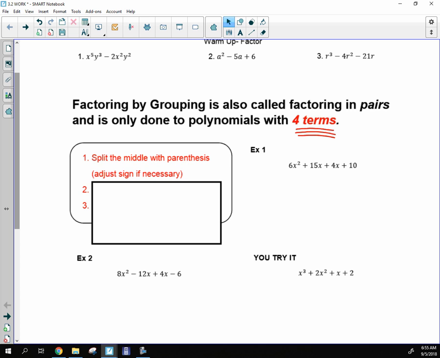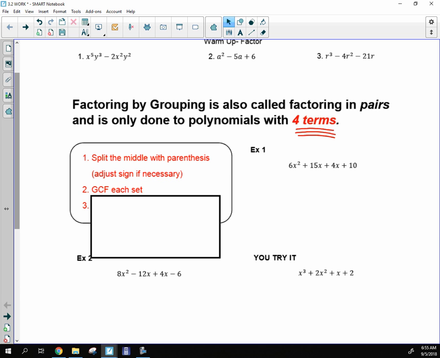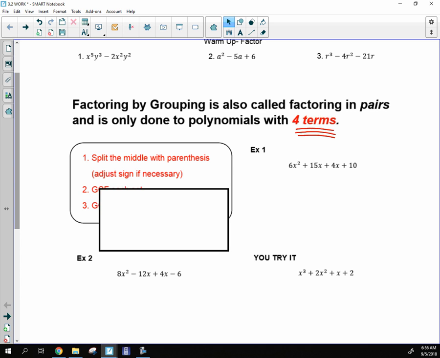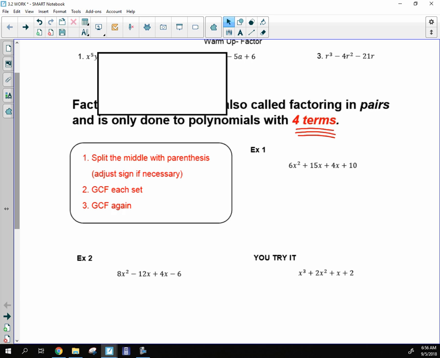Now, I put in parentheses just a sign if necessary because if there's a minus, it kind of changes how we do the problem just a little bit. So watch out for that minus in the center. Step 2 is to GCF each set of parentheses as if it was separate problems. So what we're going to do here is split up the problem into 2 separate parts, then GCF each set, and if we do this right, we should end up with parentheses that match, which technically is a GCF.